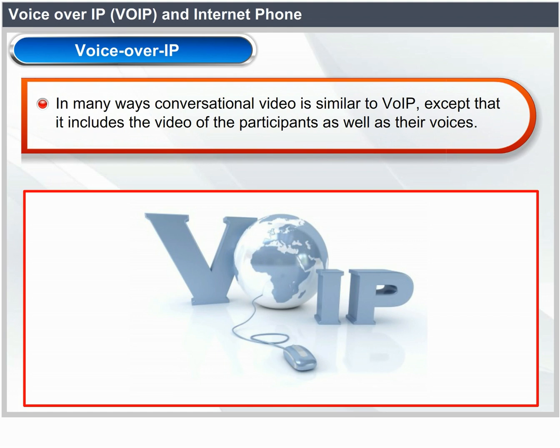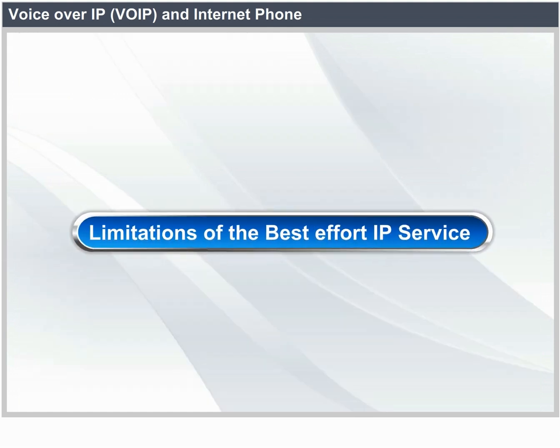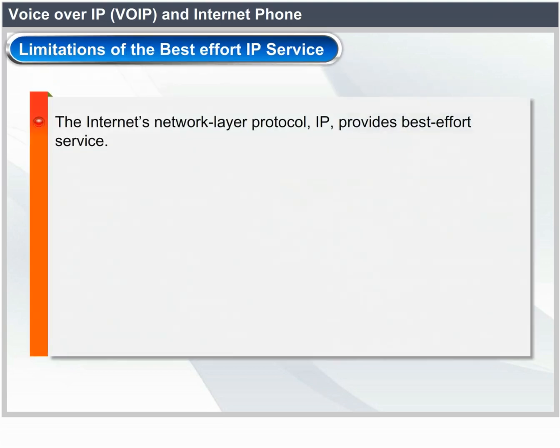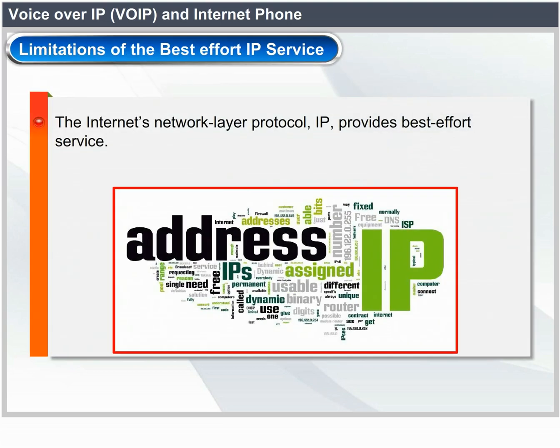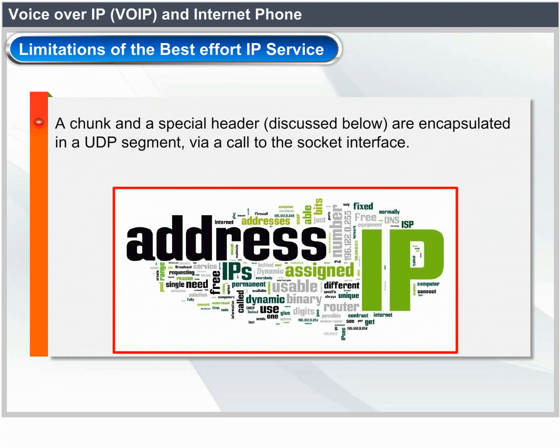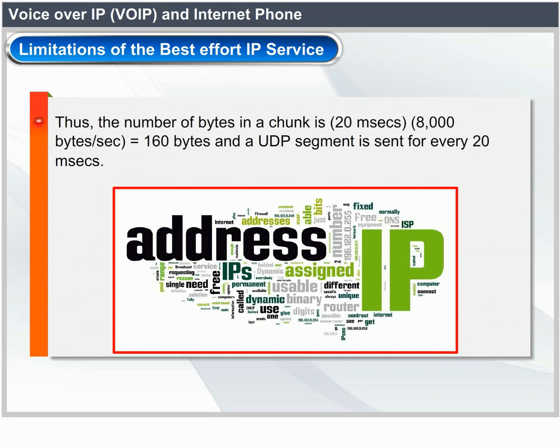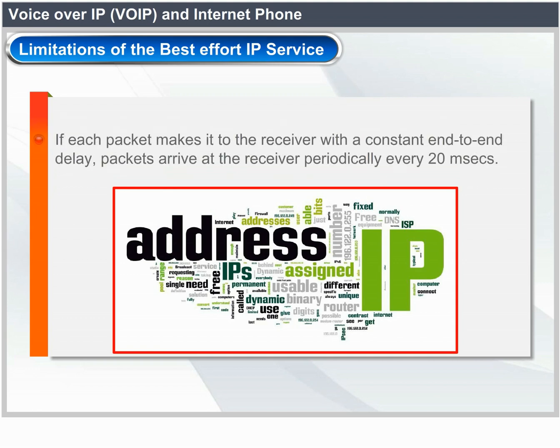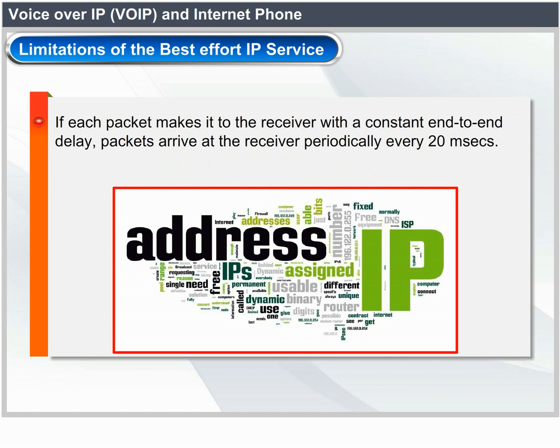Limitations of the best-effort IP service. The Internet's network layer protocol, IP, provides best-effort service. A chunk and a special header, discussed below, are encapsulated in a UDP segment via a call to the socket interface. Thus, the number of bytes in a chunk is 20 milliseconds times 8000 bytes per second, which is equal to 160 bytes, and a UDP segment is sent every 20 milliseconds. If each packet makes it to the receiver with a constant end-to-end delay, then packets arrive at the receiver periodically every 20 milliseconds.